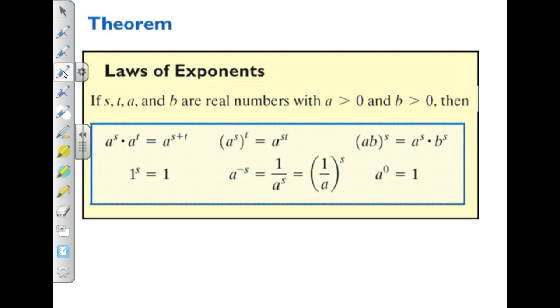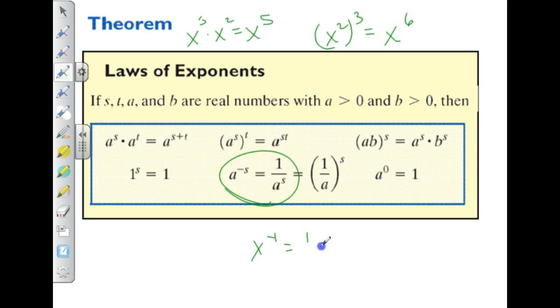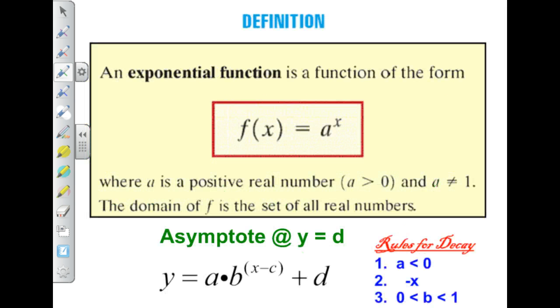Here are just some rules. You should know x to the third times x squared is x to the fifth. And you should know x squared cubed is x to the sixth. Here's a rule that sometimes students forget. x to the negative first is 1 over x. So if I give you 5 to the negative first, that's equivalent to 1/5. And the last one, anything to the 0 power equals 1. So make sure you understand your exponential rules that keep coming up.